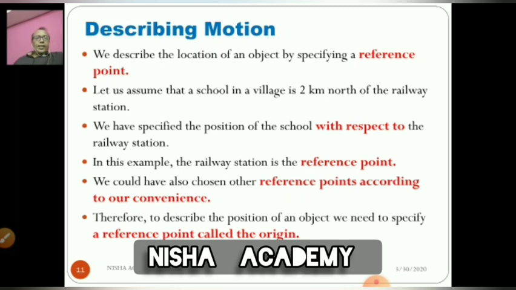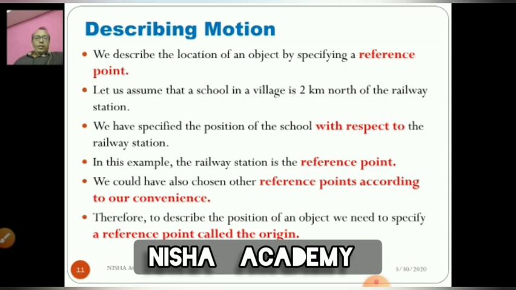So, let us describe the motion. We describe the location of an object by specifying a reference point. I have highlighted some of the words in red and bold font, so you must focus on them. Let us assume that a school in a village is 2 km north of the railway station. Now, north of the railway station is very important. The school is in the north direction from the railway station and is 2 kilometers away.